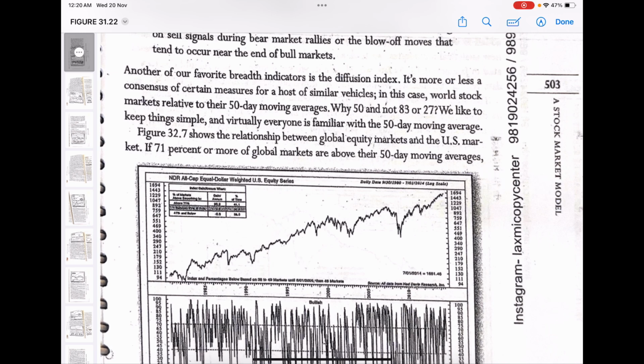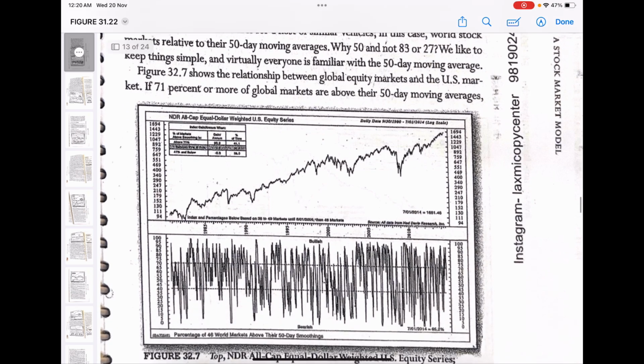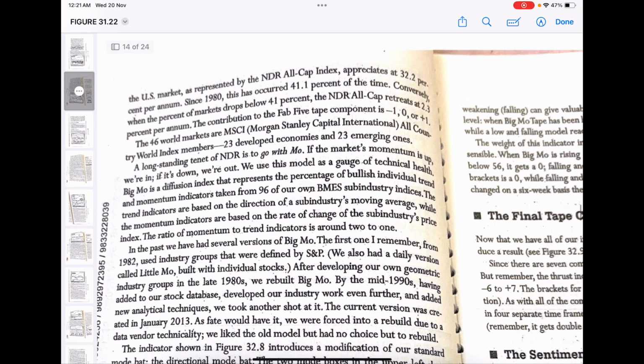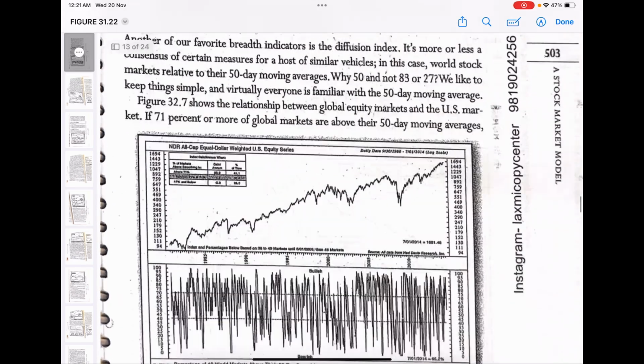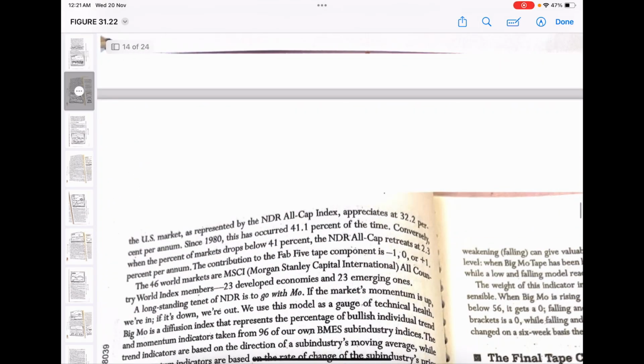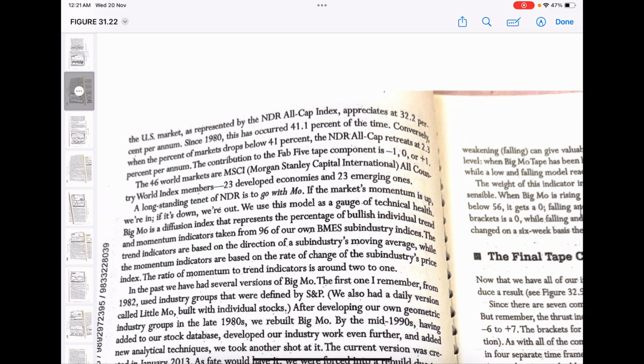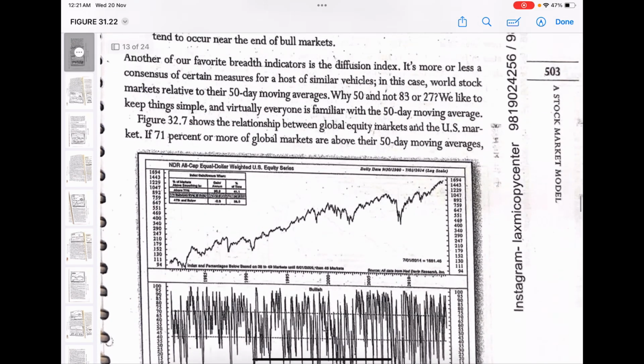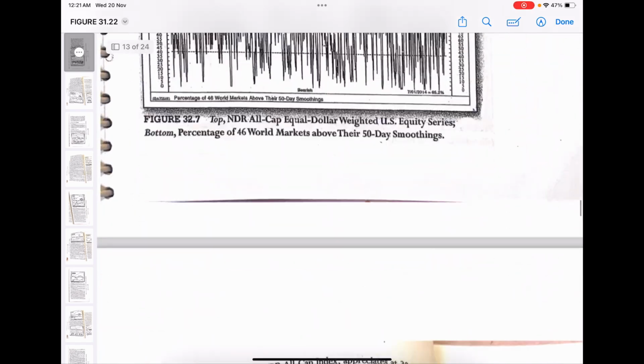Figure shows the relationship between global equity markets and the US markets. If 71% or more of global markets are above their 50-day moving averages, the US market, as represented by the NDR All Cap Index, appreciates at 32% per annum. Since 1980, this has occurred 41.1% of the time. So, I hope you understand what the diffusion index is.